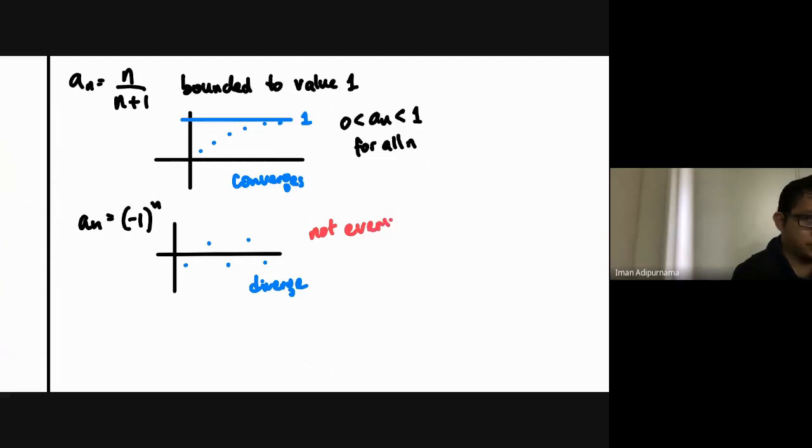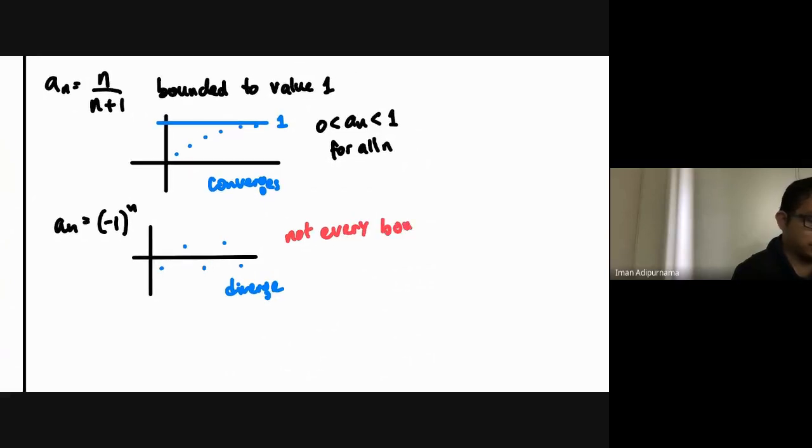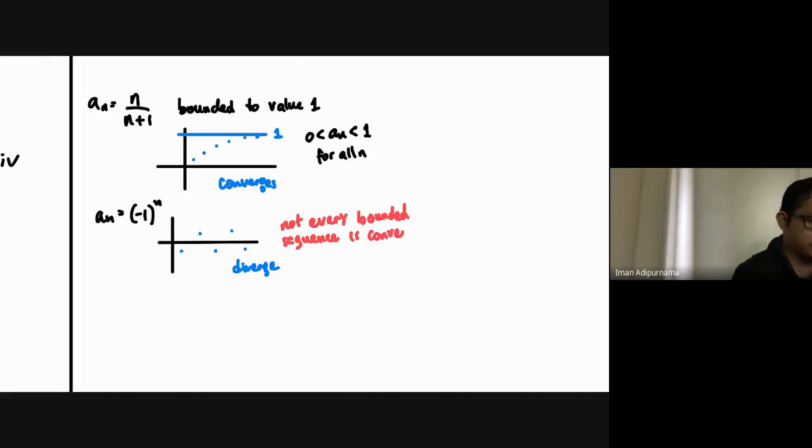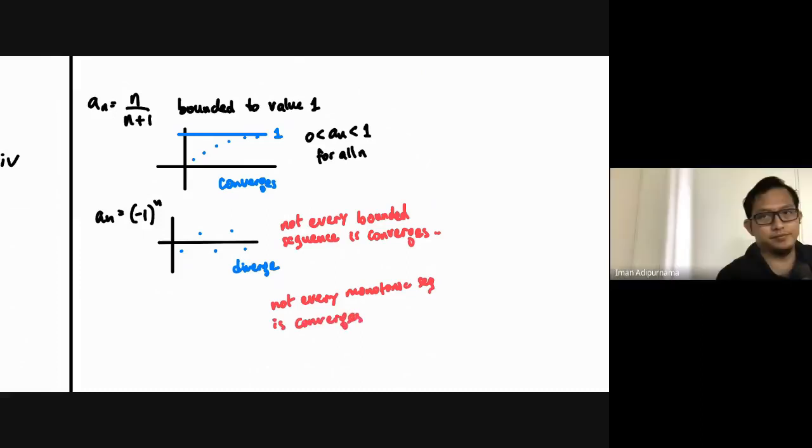Not every bounded sequence is convergent. And not every monotonic sequence converges. Okay.